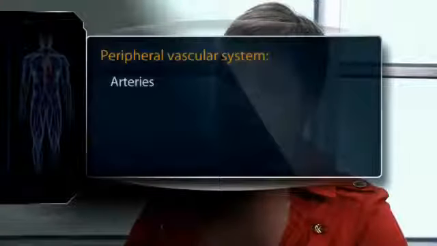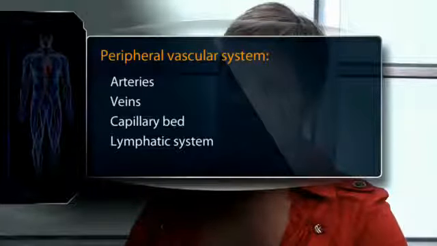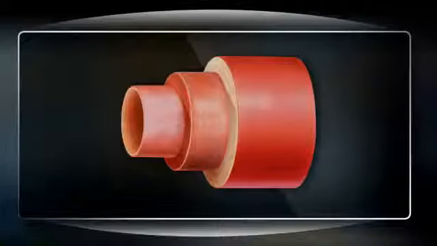Let's briefly review the anatomy of the peripheral vascular system. The peripheral vascular system consists of the circulatory vessels to the arms and legs, including arteries, veins, the capillary bed that connects them, and the lymphatic system with its lymph nodes.